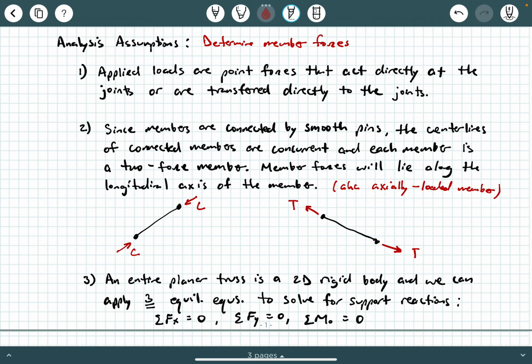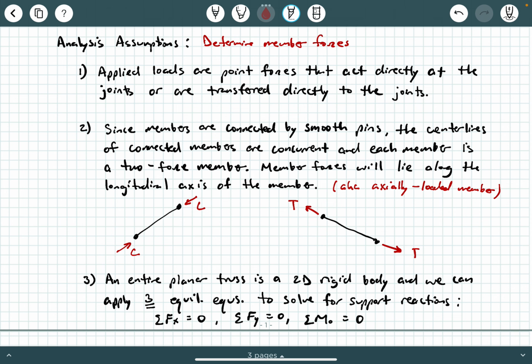All right. What other assumptions do we have? Well, the third assumption is that an entire planar truss, which is a 2D truss, is a two-dimensional rigid body, and we can apply three equilibrium equations to solve for support reactions. And if you remember, for 2D rigid bodies, what are those three equilibrium equations we can use to analyze a 2D rigid body? Sum of the forces in the x direction equals 0, sum of the forces in the y direction equals 0, and sum of the moments about some point O equals 0.